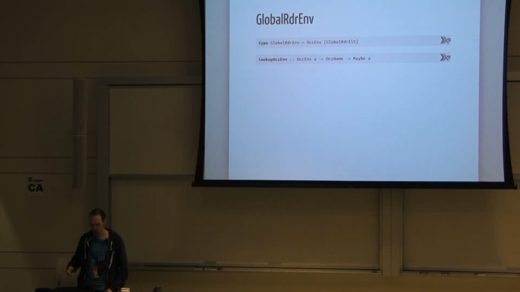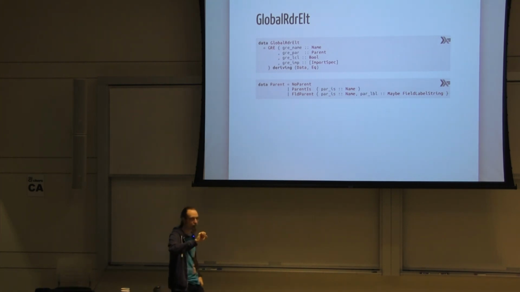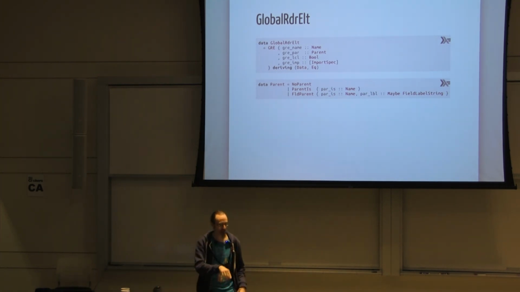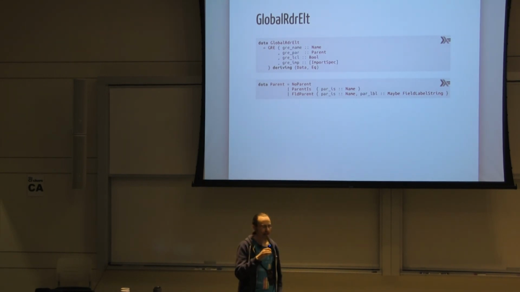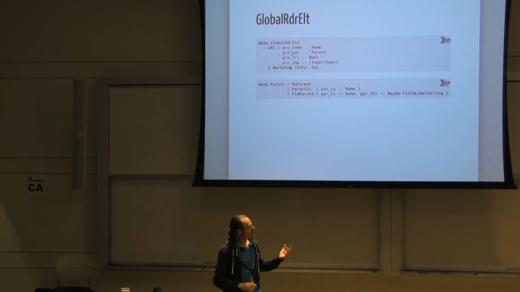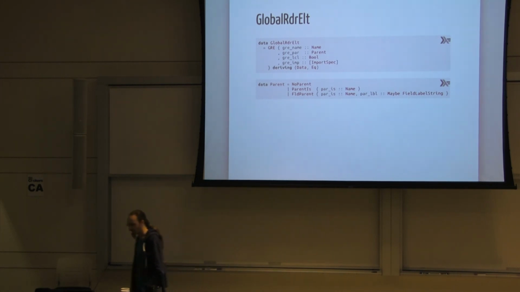This is why you have multiple possible global reader elements. So what's a global reader element? It contains a few things. It contains the name, which is the actual referenced symbol, the resolved symbol, the parent, which is basically useful if you use imports. Is it local or not, and where exactly is it getting imported from?